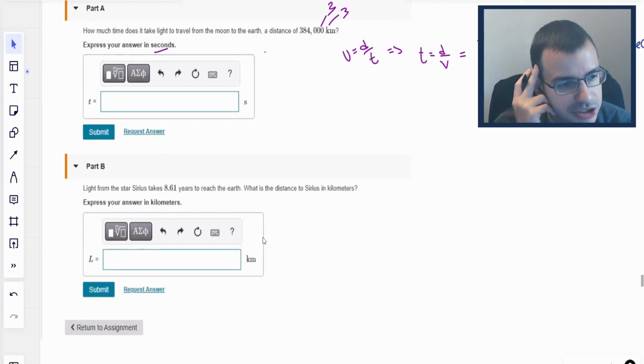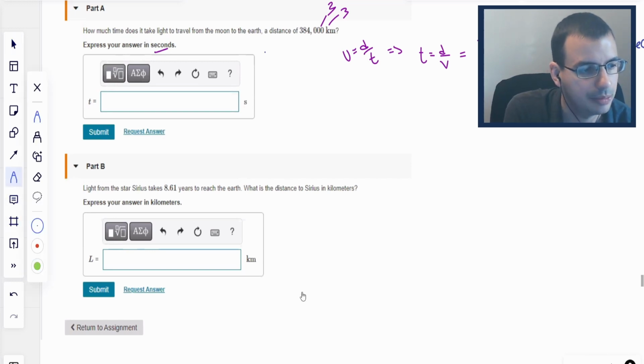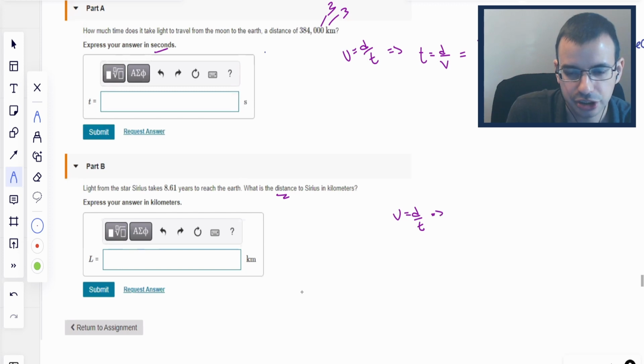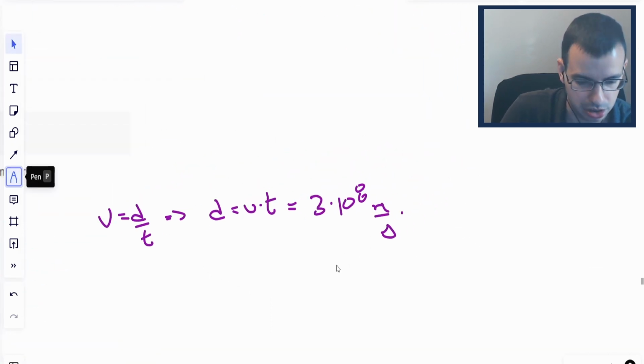So light from a star, Sirius, takes 8.61 years to reach the Earth. What is the distance to Sirius in kilometers? All right, same question. Velocity equals distance divided by time. We want to know distance now. So this is going to be distance equals velocity times time. The velocity is 3 times 10 to the 8th meters per second, times time, which in this case is going to be 8.61 years.